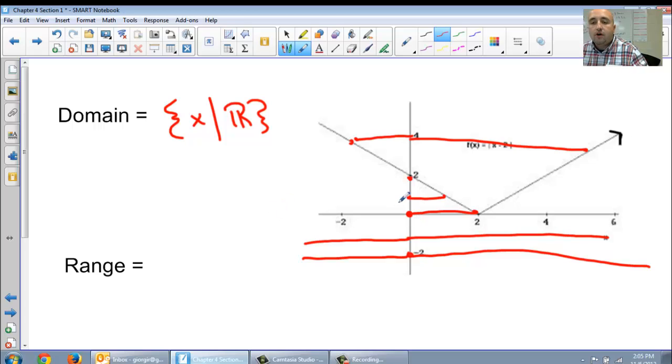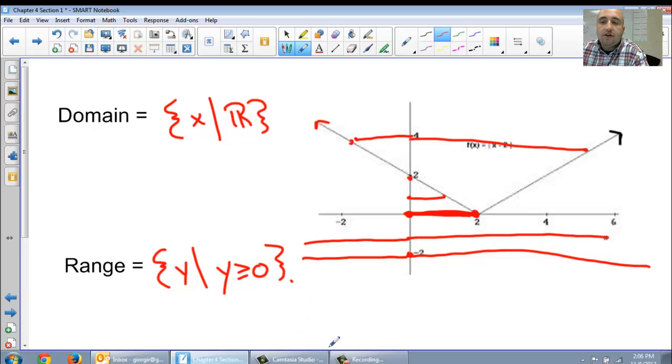What is the first spot that touches my graph? 0. If you notice, the graph starts right here at y equals 0, and then it goes everywhere up. These arrows mean that it goes everywhere up. It never stops going up, but it starts at y equals 0. So how am I going to do this one? Okay, so y bar, y is greater than or equal to what number? What is the first y value that actually has an answer on the graph? Y is greater than or equal to 0.